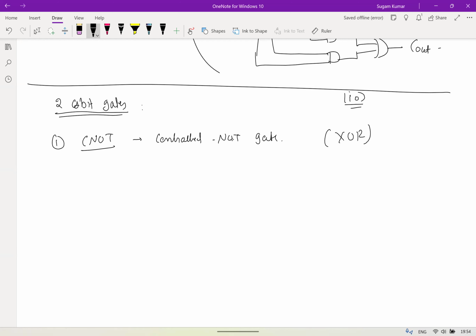So when I say controlled NOT, this means one qubit is controlling. One qubit is going to be called the control qubit, and the other qubit is going to act as the target qubit in this case. Maybe I will not go into the mathematics.